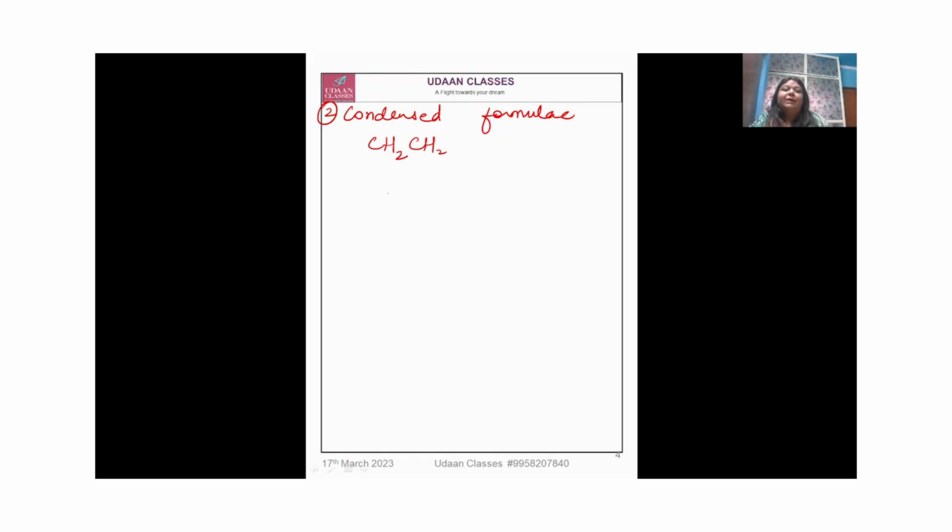Similarly, if I ask you to write the condensed formula for ethanaldehyde, it will be CH3CHO. So here you don't have to represent the bonds, no bonds. So it's an easier and simpler way to go for it. Next is bond line presentation.